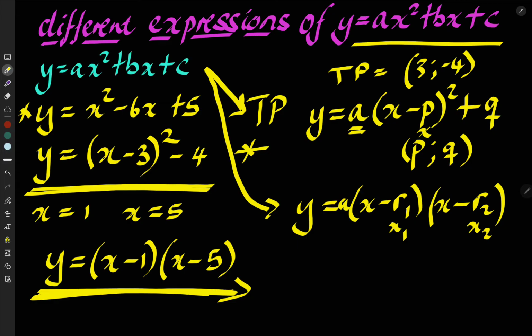Two formats, that is the turning point and the roots. So what it means is that if you have got the roots of the graph, you can determine the equation of the graph. And if you have got the turning point of the graph, you can also determine the equation of the graph. I hope that makes sense. And let's move into the next section of the quadratic functions.